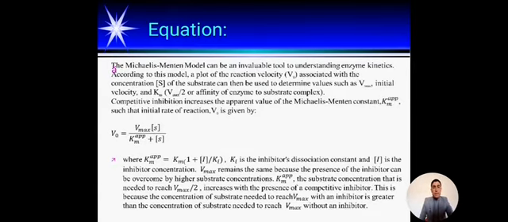Here's the equation for competitive inhibition. Competitive inhibition increases the apparent value of the Michaelis-Menten constant, such that the initial rate of the reaction is given by this equation.